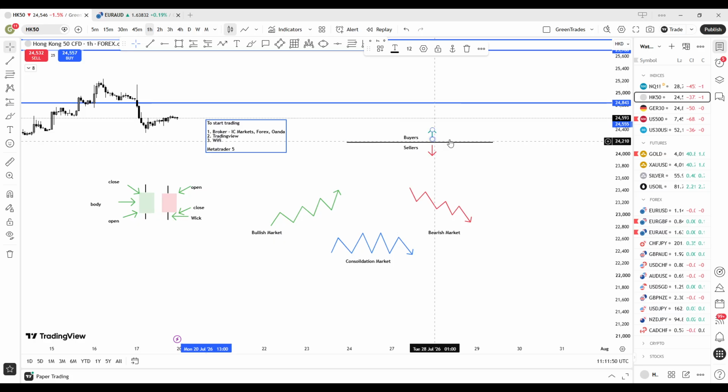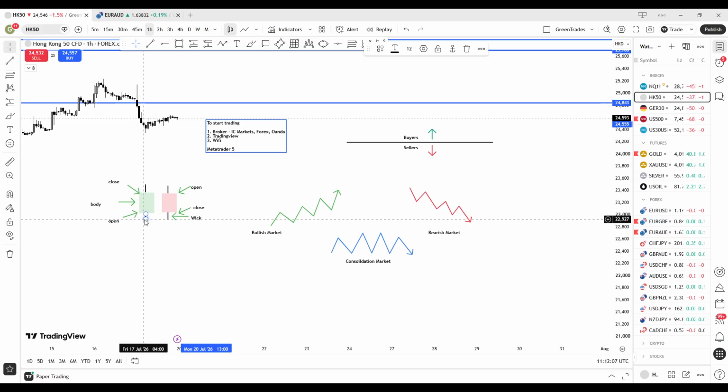Like I said, anytime you go into the market, buyers are always trying to push the market up. Sellers are always trying to push the market down. We spoke about the candlesticks as well. So we spoke about the candlestick being the body of the candle, and then obviously it's got the wicks as well.